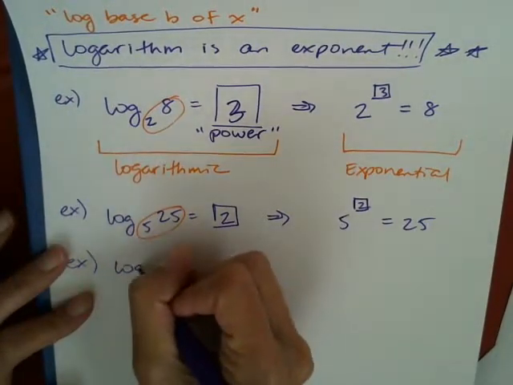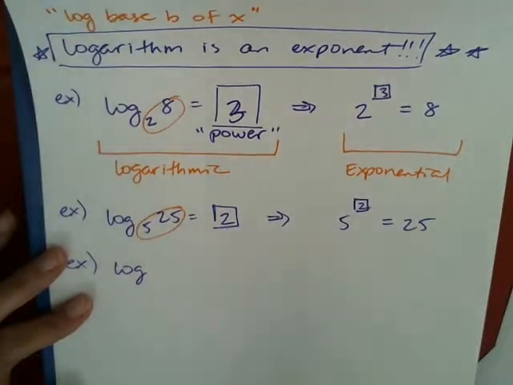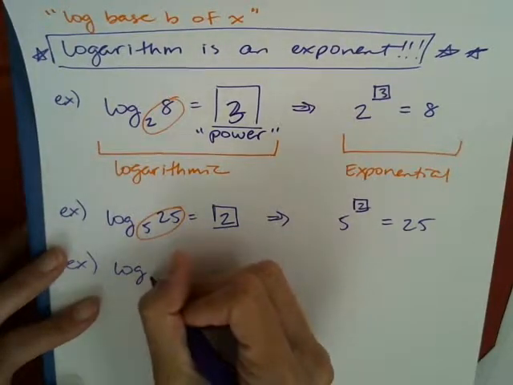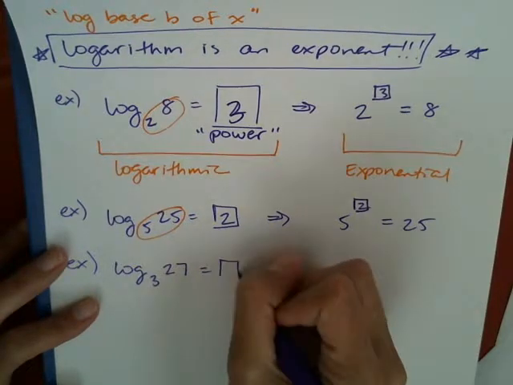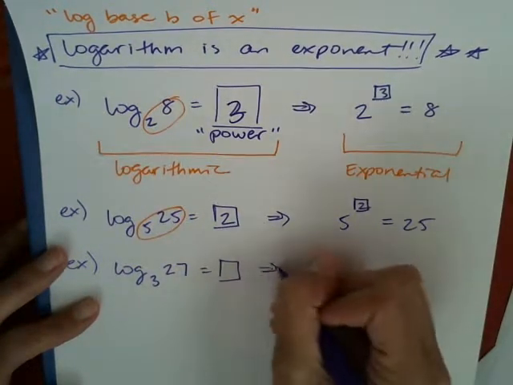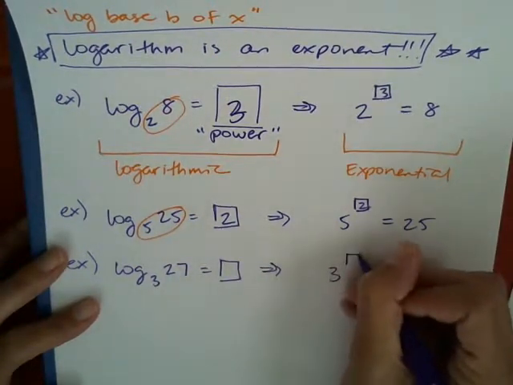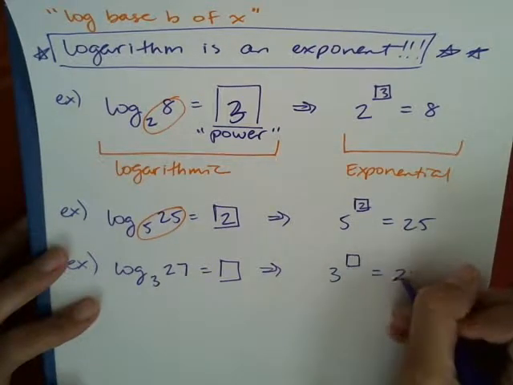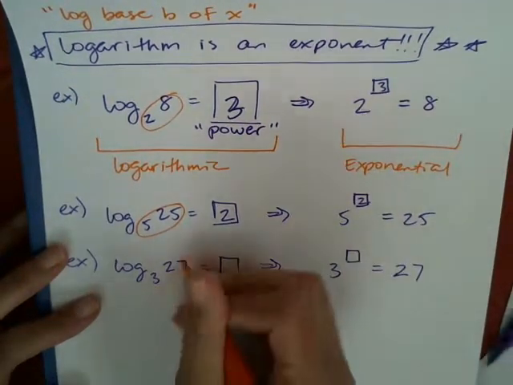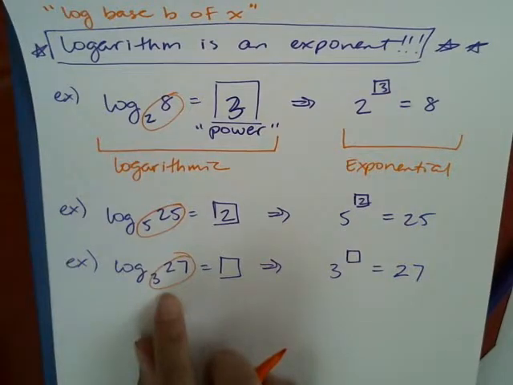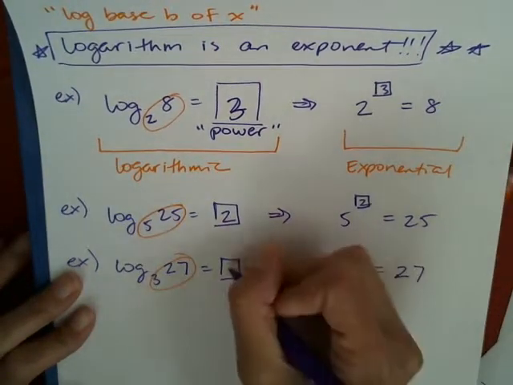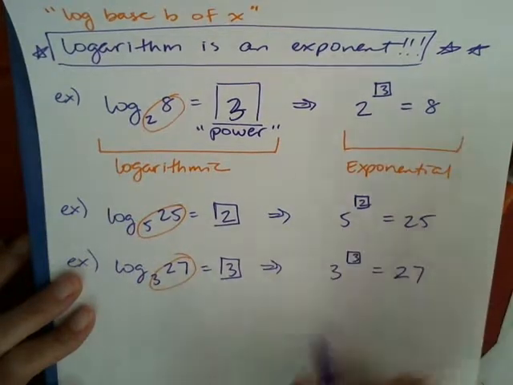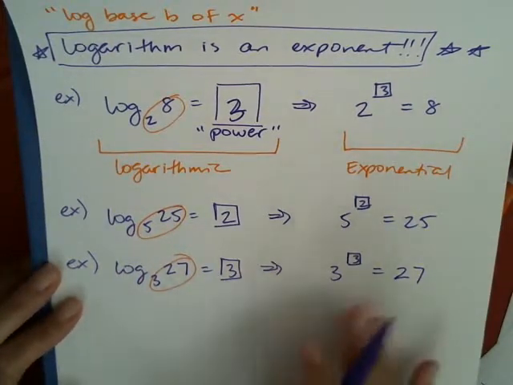For example, log base 3 of 27 equals what? Let's see, I need a power that gets me from 3 to 27. Well, 3 to the second power is 9, so that must be 3 cubed. So 3 to the third power. So my answer is 3.